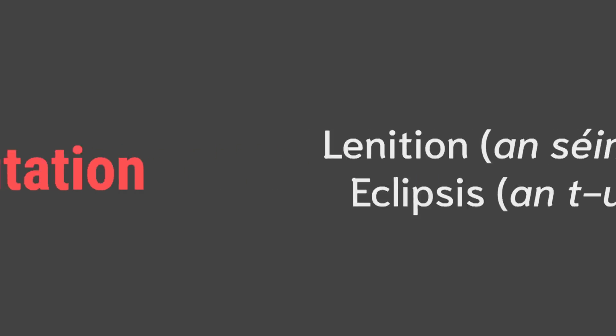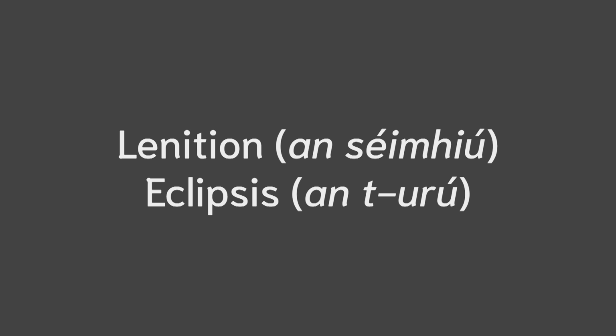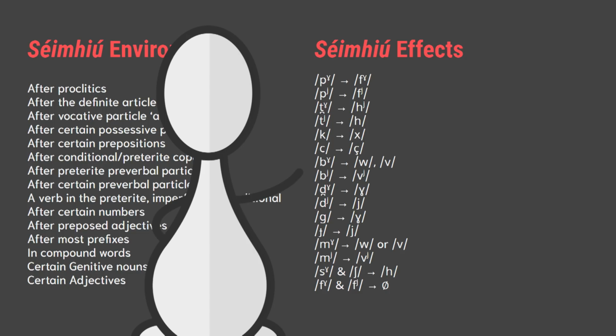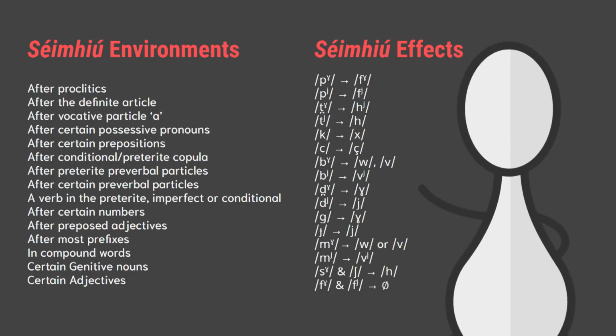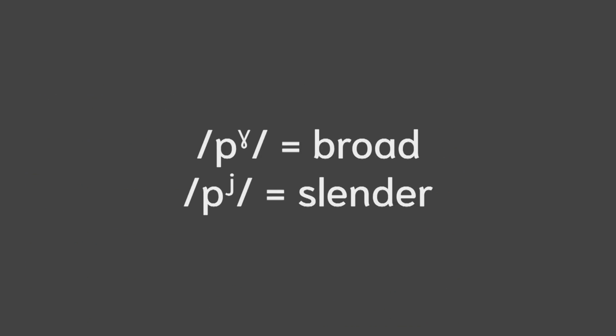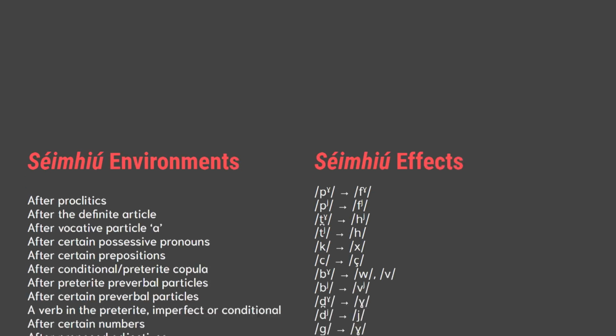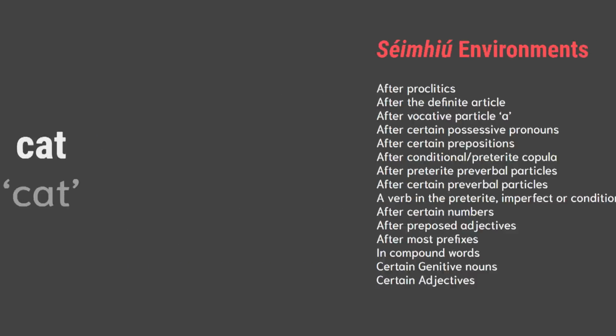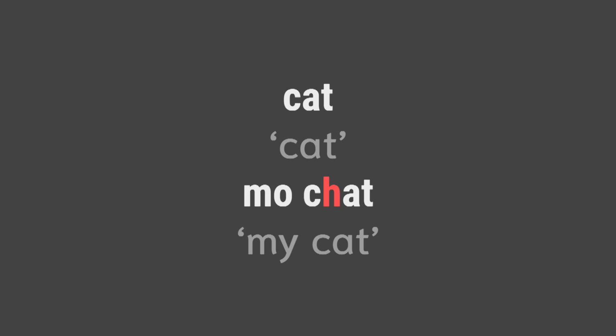Take it away, Edgar. Consonant mutation in Irish happens through either lenition, the séimhiú, or eclipsis, the urú. The séimhiú occurs in these environments and has the effect of mutating these initial consonants into these consonants. Basically, stops become fricatives, plus some extras. Side note, all Irish consonants, apart from h, come in two forms, a broad velarized form and a slender palatalized form, hence the doubling on this list. Regardless, the séimhiú is signalled in the orthography by placing an h after the initial consonant. So for example, cat, cat, mo chat, my cat.